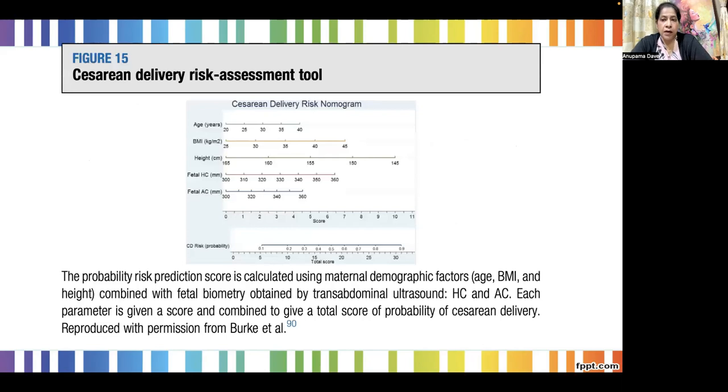This is another model, cesarean delivery risk assessment tool. So this would help assess the probability or the risk prediction score by using maternal demographic factors like BMI, height, combined with fetal biometry obtained by a transabdominal ultrasound. And this will tell us the probability of a cesarean delivery following a previous cesarean birth.